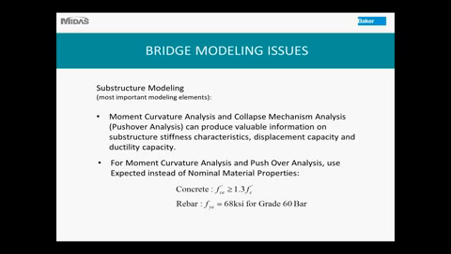One thing I need to mention is that for moment curvature analysis and pushover analysis, the code asks you to use the expected material properties, which are the average properties, instead of nominal, which have certain margins. For concrete, f'ce, the expected f'c, is 130% of f'c. And for grade 60 rebar, the expected yield point is 68 ksi.